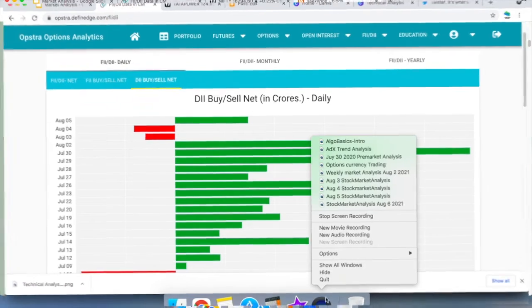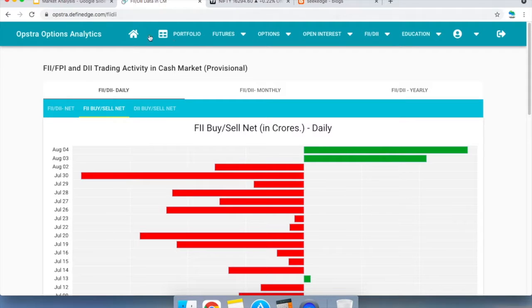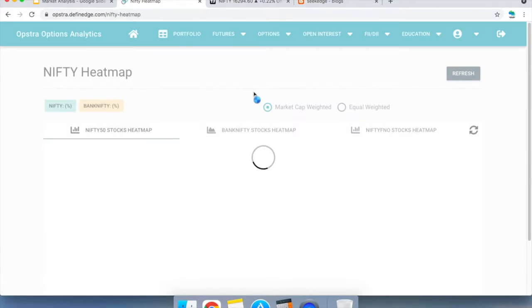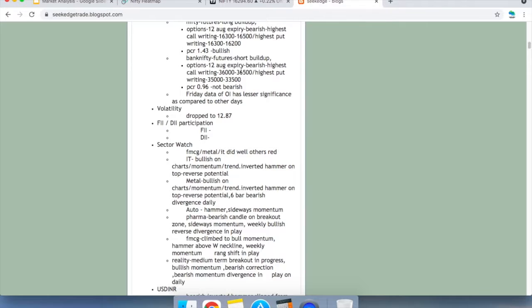So let's further move ahead, and by the end of the show we'll check once again if it is coming or not. So the sectoral watch: you can see that Nifty FMCG, the metal, and the IT did well, right? All others are red, right? And you can see that if you go here, all sectors did except FMCG, IT, and metals did not do well. That means except those, others are in red, right?